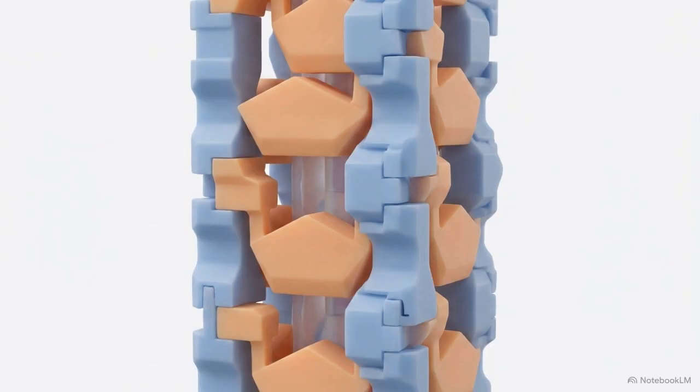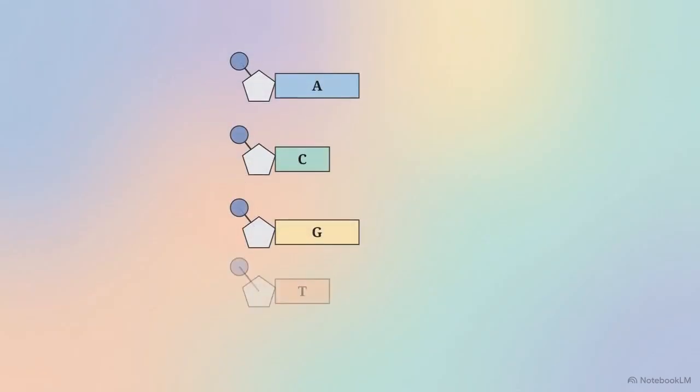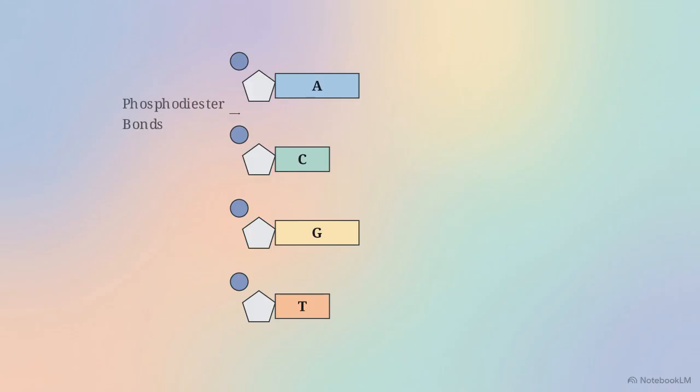The sugar and phosphate link together to form a rigid, uniform scaffolding. They never change, but those 4 nitrogenous bases act as the variable sequence, the actual readable code of life. Now we assemble the morphological structure. Notice how these nucleotides link vertically. The phosphate of one binds to the sugar of the next via strong covalent phosphodiester bonds.